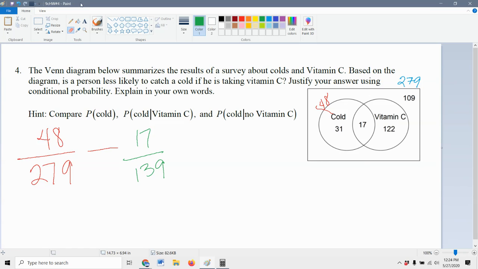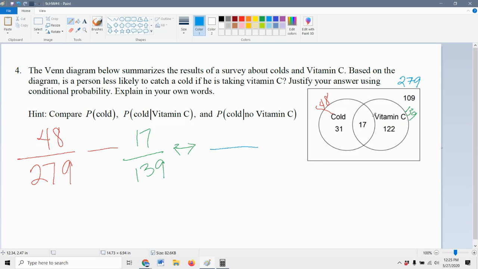All right, so going back to our problem, we're going to put this 139 here. Now we want to compare this with the probability of having a cold, but you didn't take the vitamin C. Okay? So this was pretty easy to isolate, the vitamin C category. But the no vitamin C category, we need to now look at that category. Okay? But it's not quite as easily figured out. So now let's look at the people that did not take vitamin C.